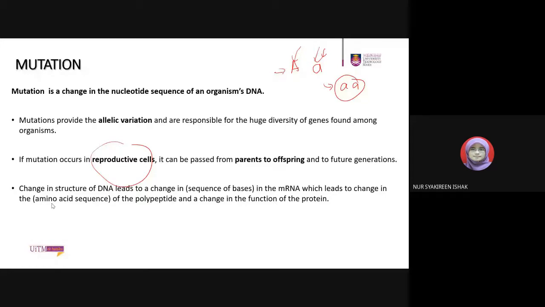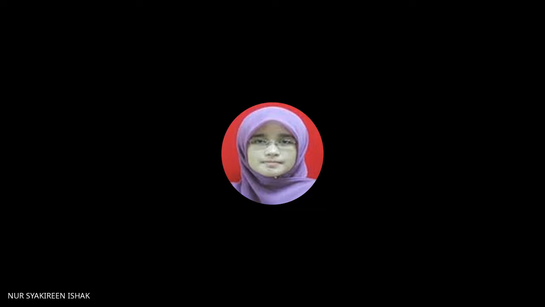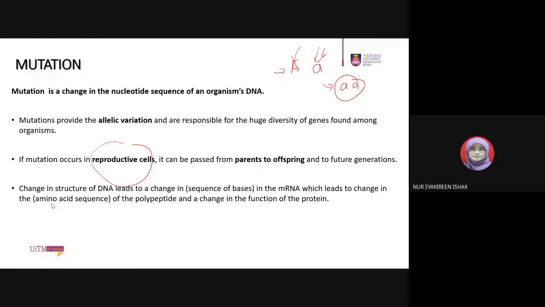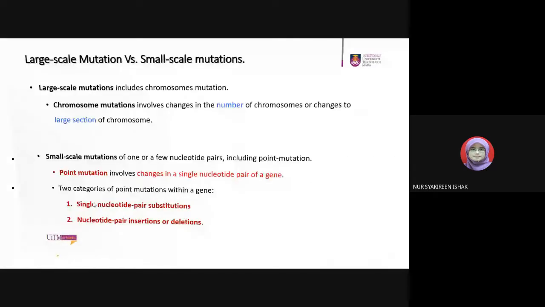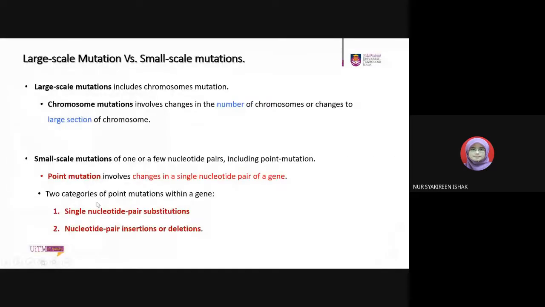Okay, so mutation boleh jadi negatif, okay, ataupun dia tak ada efek pun. Tak besar dia berlaku pada organism tu. So dia boleh ada tiga efek lah, negative, neutral or beneficial. Okay. So large scale mutation and small scale mutation.